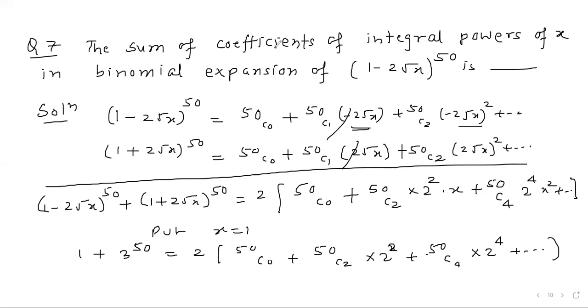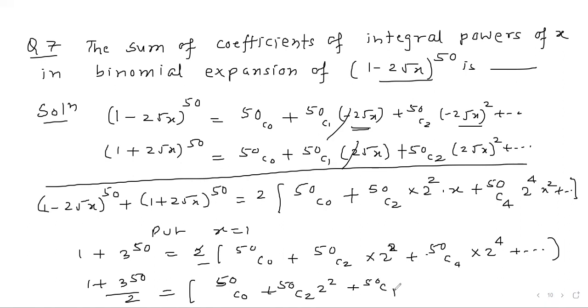So our concern is the sum of coefficients of integral powers of x in the expansion of this. So we can divide this. So we will get (1 plus 3 power 50) divided by 2 equal to 50C0 plus 50C2 2 power 2 plus 50C4 2 power 4, which is the sum of powers of x, where x is integral. So our answer is (1 plus 3 power 50) divided by 2.